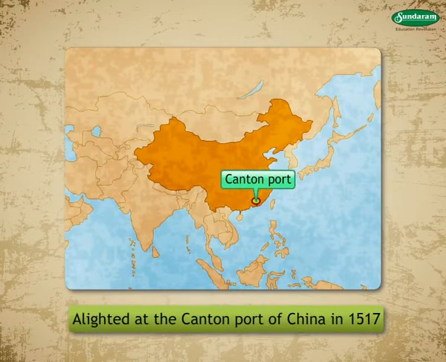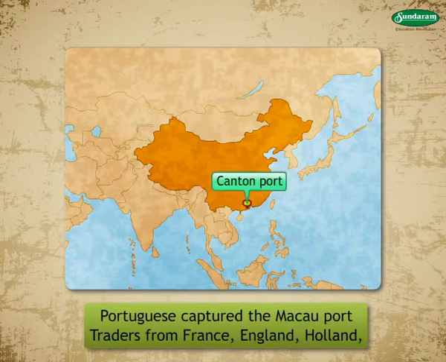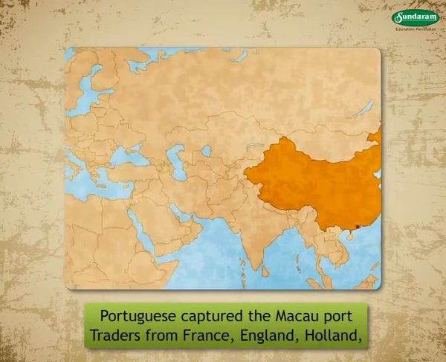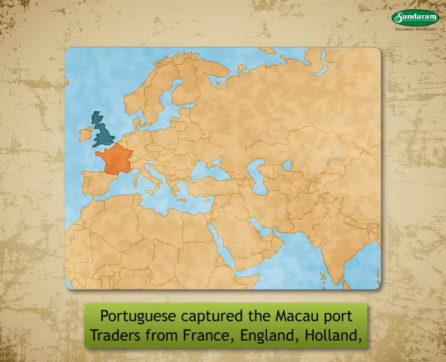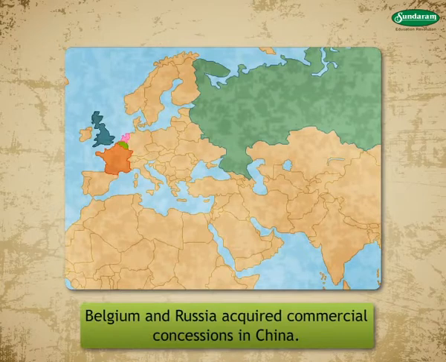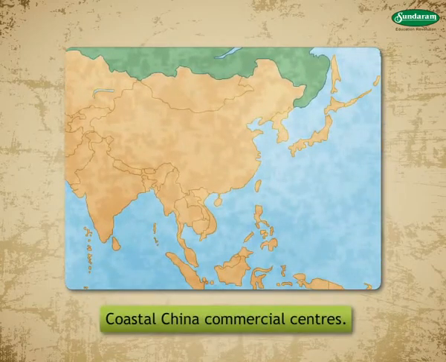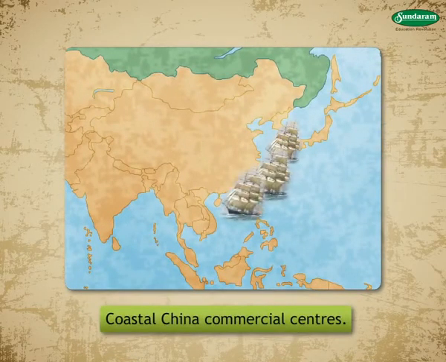They were allowed concessions within the Canton port. Later on, the Portuguese captured the Macau port. After the Portuguese, the traders from France, England, Holland, Belgium and Russia acquired commercial concessions in China. The coastal region of China was used by them for setting up commercial centers.